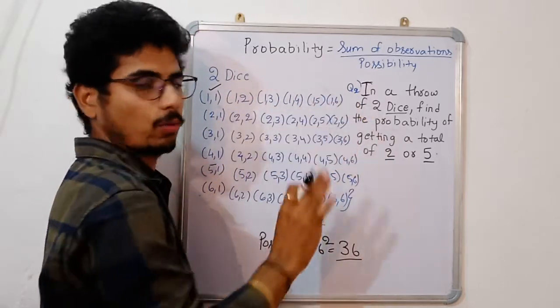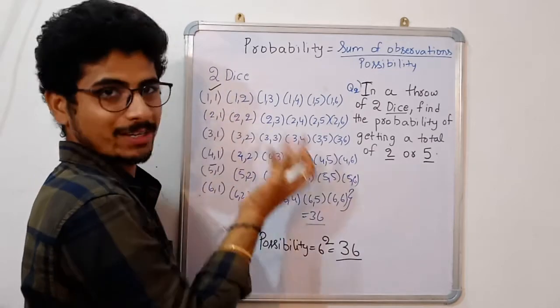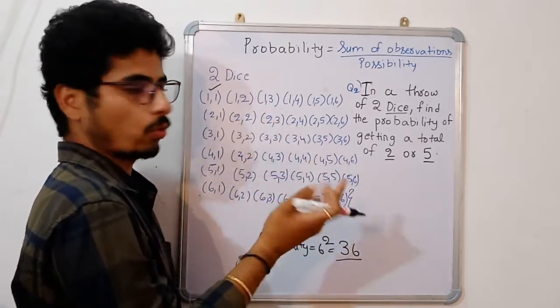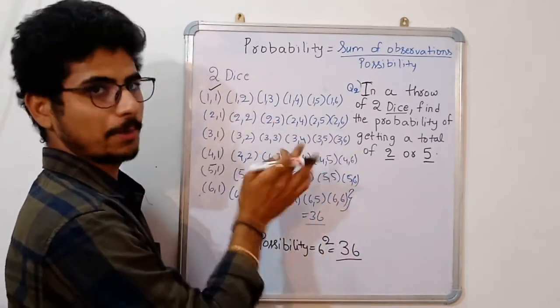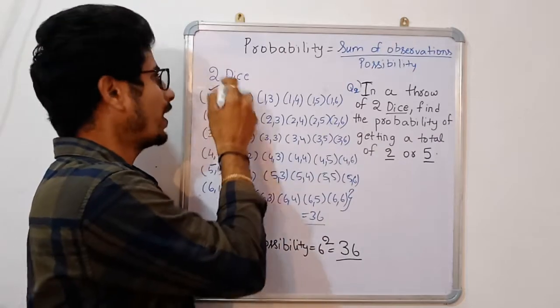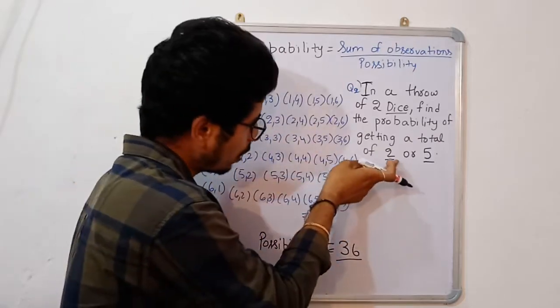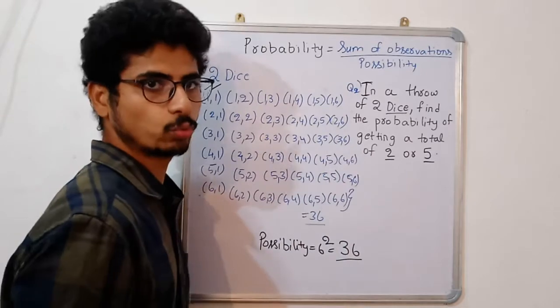No, these are not qualified. Next, 2 plus 1 is 3. 2 plus 2 is 4. So this will not be a combination. Only 1 and 1 will be the combination for getting a sum of 2, right?